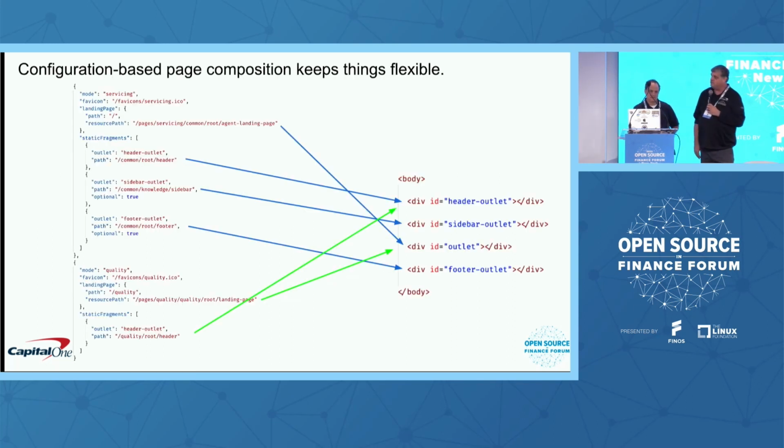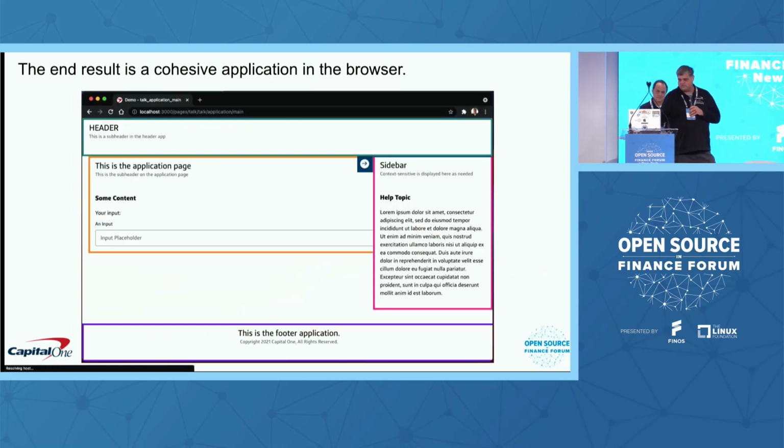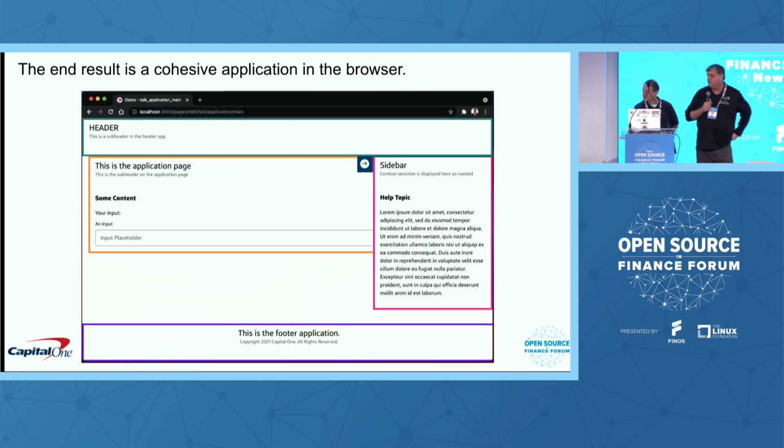That configuration based on tenant comes from configuration. Surprise, surprise. And we just use simple HTML5 constructs to swap the divs as needed. So here you can see we have some configuration on the left, and it's pointing to some HTML on the right. And from that, you can see that the servicing mode is a tenant utilizing, it looks like, all 4 components of the HTML, whereas the bottom one, which is our quality mode, is only using the header and the main outlet. And the main outlet's where your application actually resides. And how this comes together is as one cohesive application in the browser.